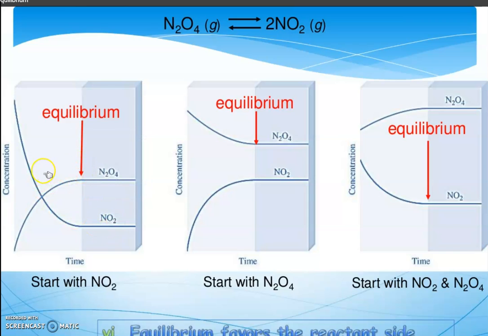Here are some examples. Here you can see equilibrium. This is the first stage, where there will be more reactant, then only product. Here you can see the images of this.